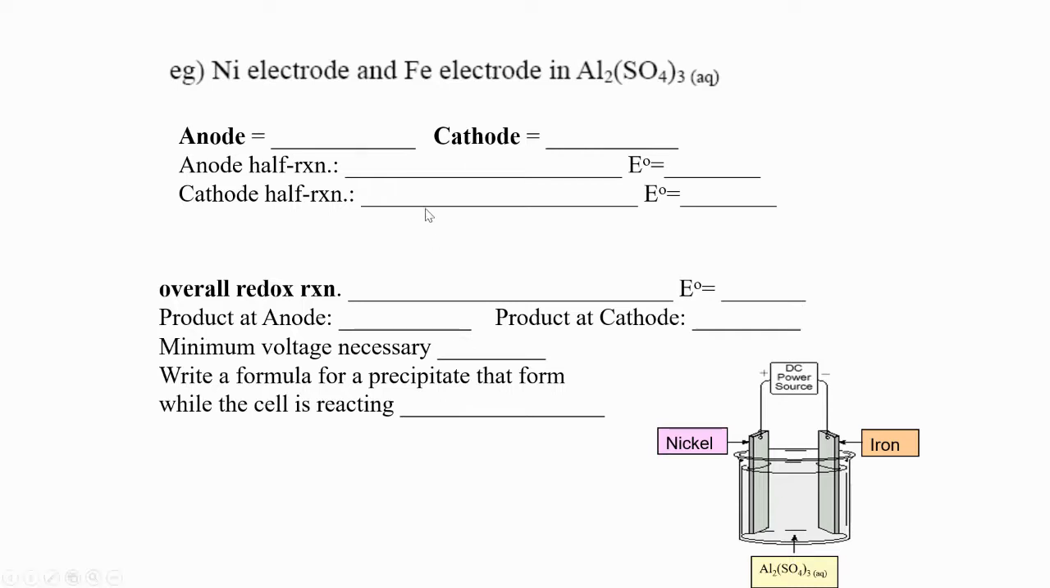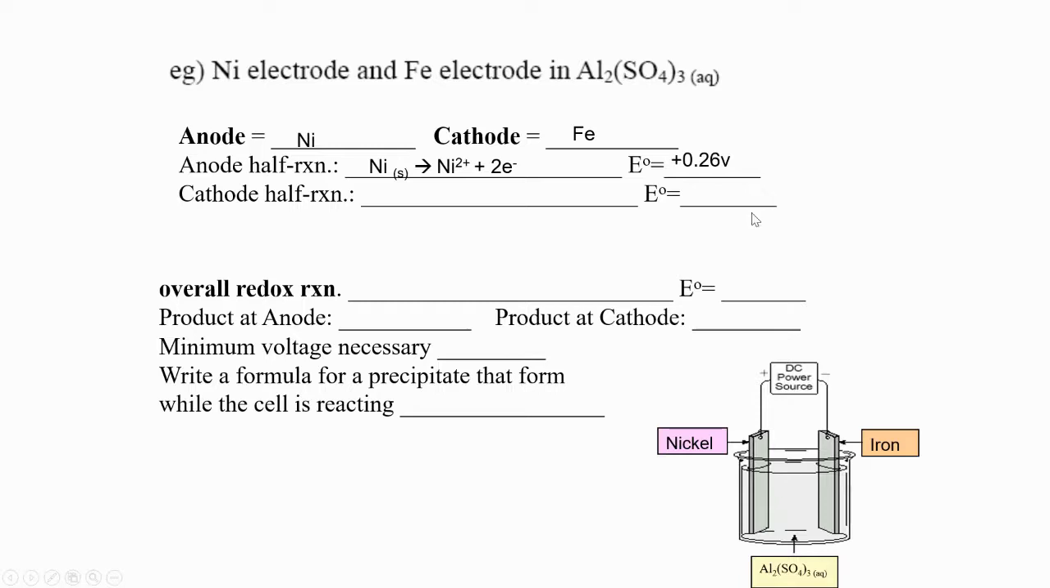My anode is my nickel, because it's on my positive terminal. Cathode is my iron, on the negative terminal. Anode half reaction: we already talked about it. Nickel was lowest on the right, so we're going to have Ni going to Ni2 plus and 2 electrons. That's the opposite of how I see it on the table, where it's negative 0.26. So I'm going to flip the sign, positive 0.26 for my anode half reaction.